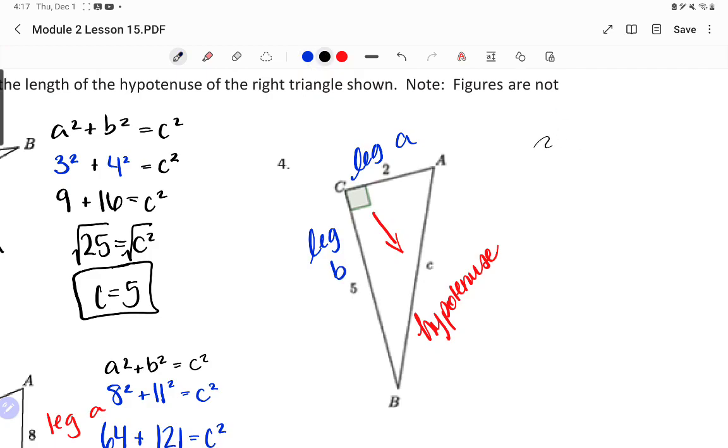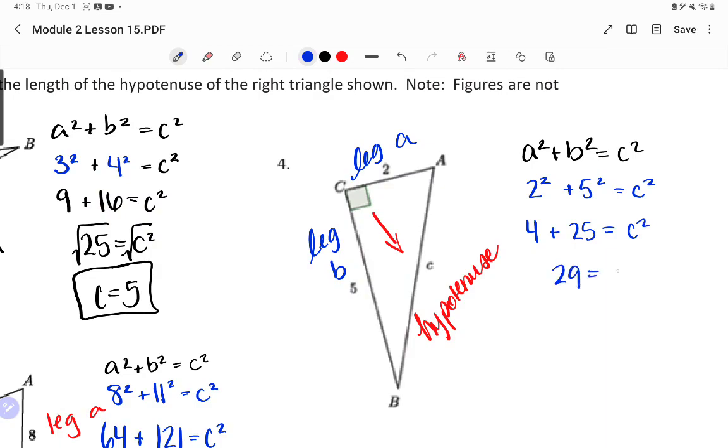And we know that Pythagorean theorem is a squared plus b squared equals c squared. So leg A, we're going to put a 2, and don't forget to square it. In leg B, we're going to put a 5, and don't forget to square it. And we don't know what C is yet. So 2 times 2 is 4, and 5 times 5 is 25. We have C squared. 4 plus 25 is 29 equals C squared.